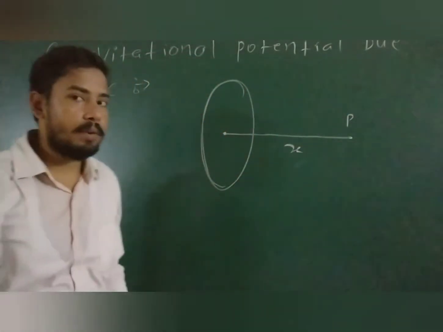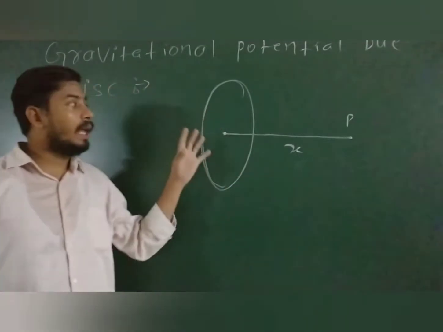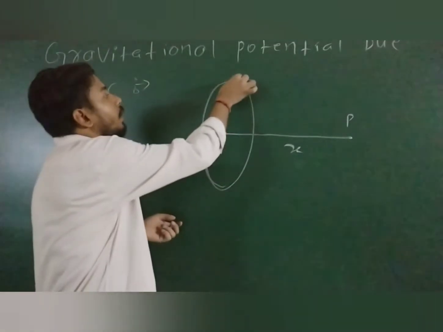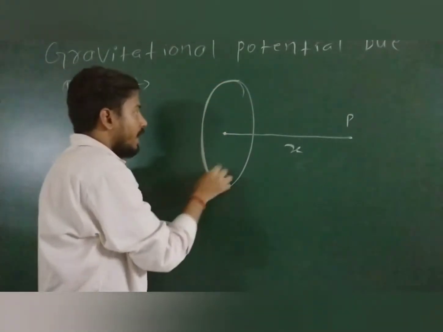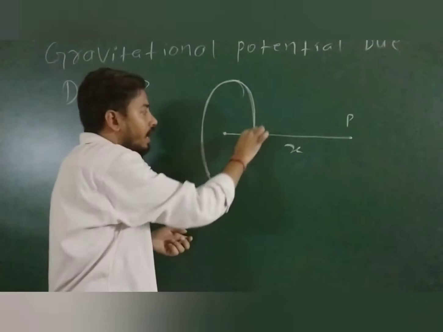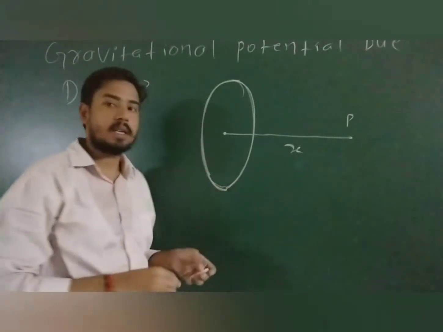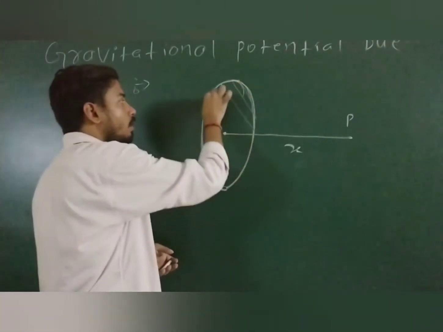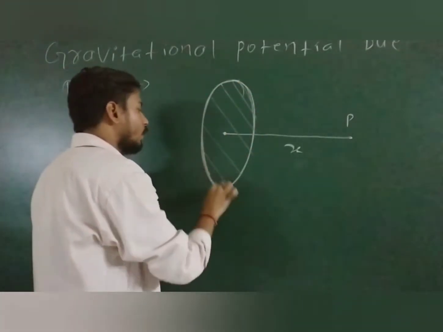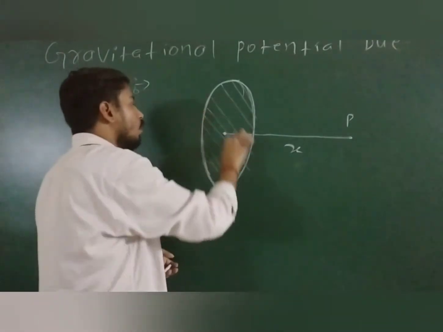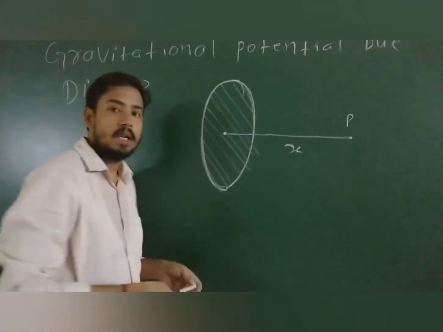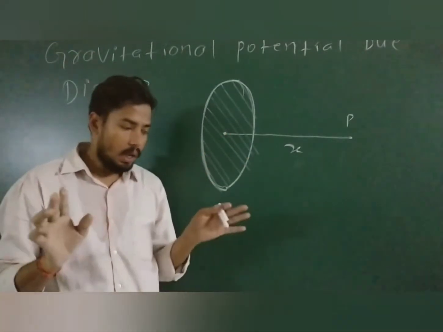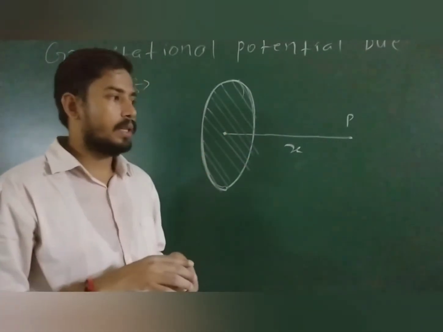to calculate gravitational potential. It looks like a ring, but the thing is that a ring has mass only at the periphery, the outer surface. But a disk has mass throughout its surface area. I cannot say throughout the volume because a disk has only area, not volume. Remember, mass will be throughout its surface area. Now see how we can calculate.